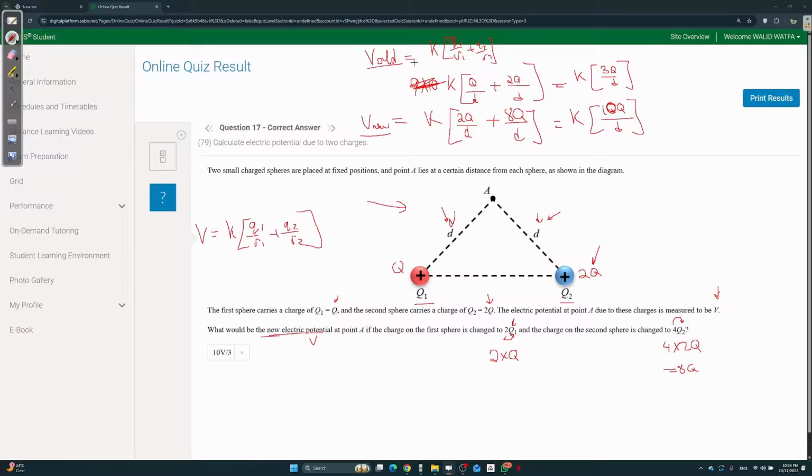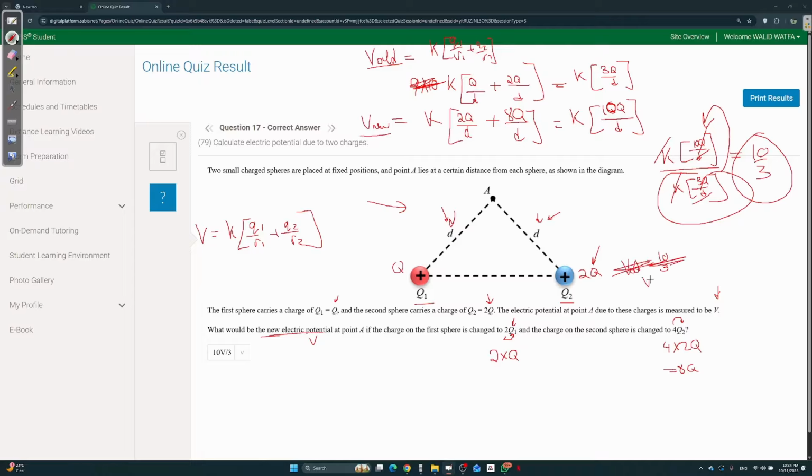How do we compare these two? We divide V new by V old to see what the difference is. So K times 10Q over D, over K times 3Q over D. Cancel, cancel: D with D, Q with Q. You're left with 10 over 3. So what did you have to multiply the old one by to get the new one? 10 over 3. So V new equals 10 over 3 times V old. Nice and easy. So 10 over 3. Okay.